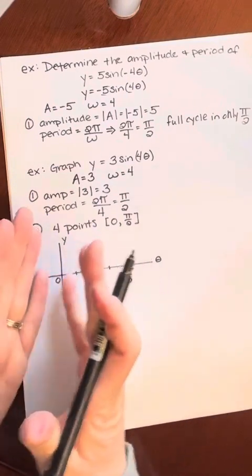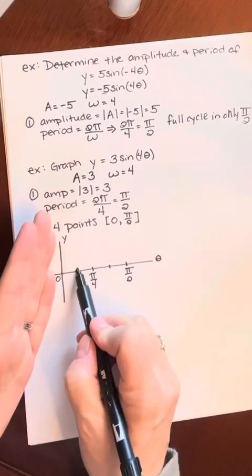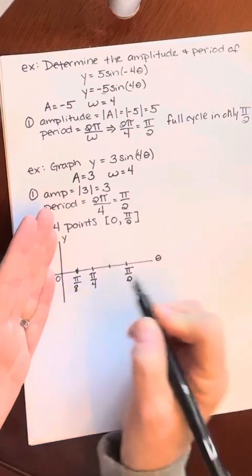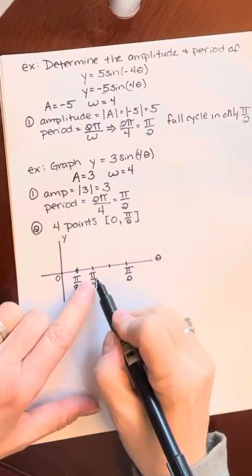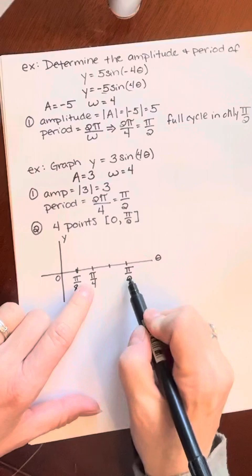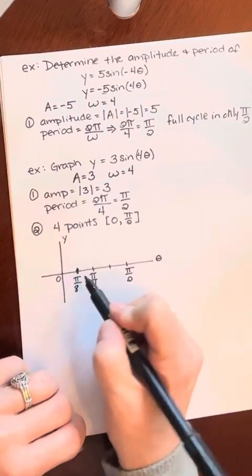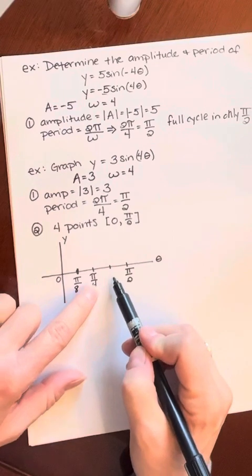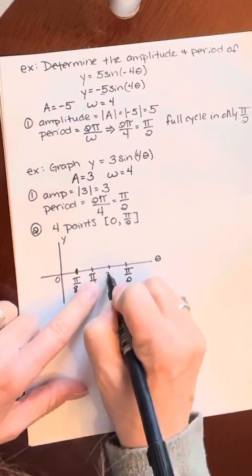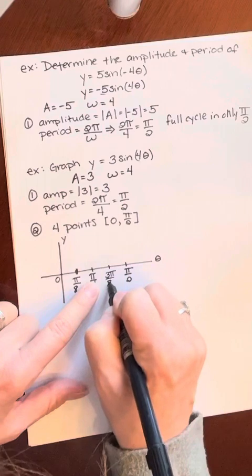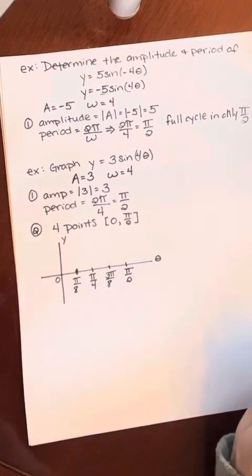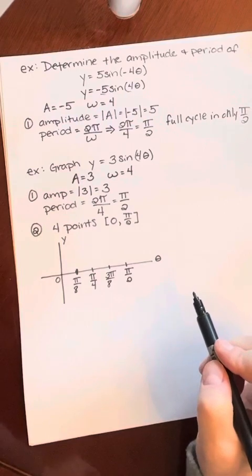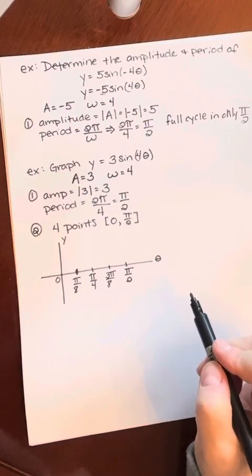Well, then we're going halfway between 0 and pi over 4 for this little mark here. So this is pi over 8. And now we've just got to figure out, well, what's the distance halfway between pi over 4 and pi over 2? Well, this is 1 pi over 8, 2 pi over 8, 3 pi over 8, and then 4 pi over 8, right? That makes pi over 2. So those are our 4 points. You always need to find your 4 points.